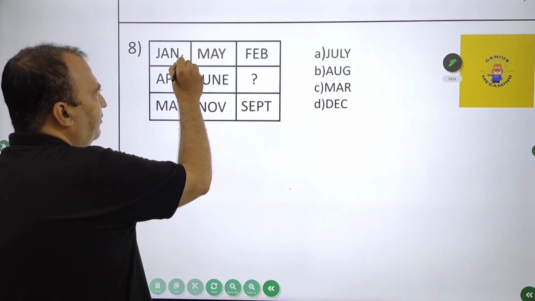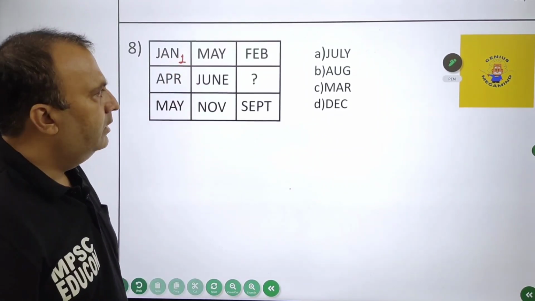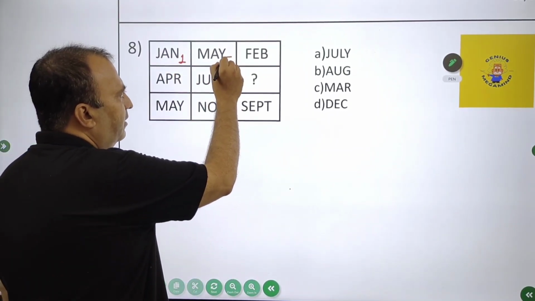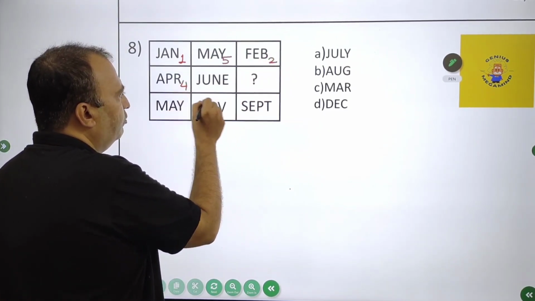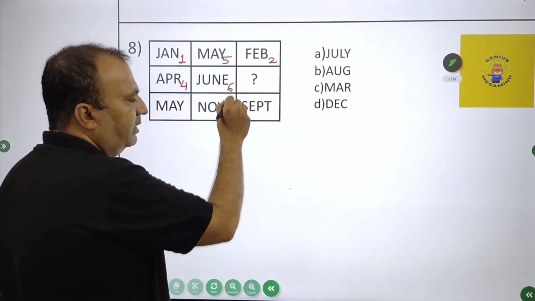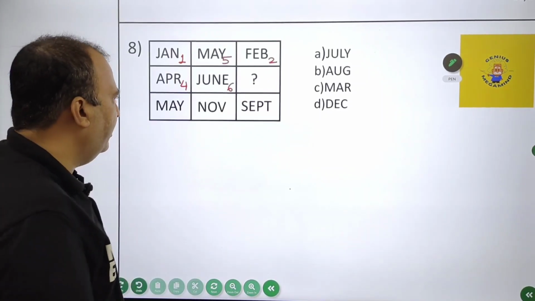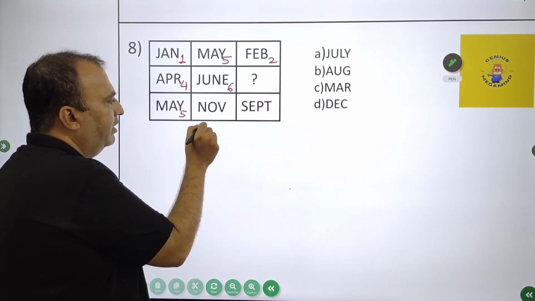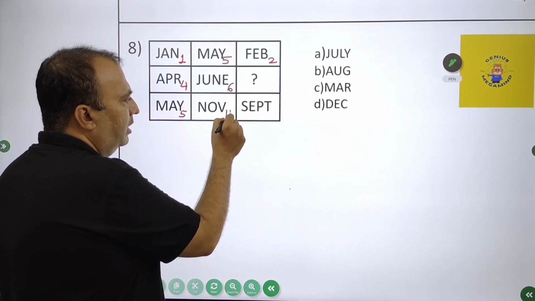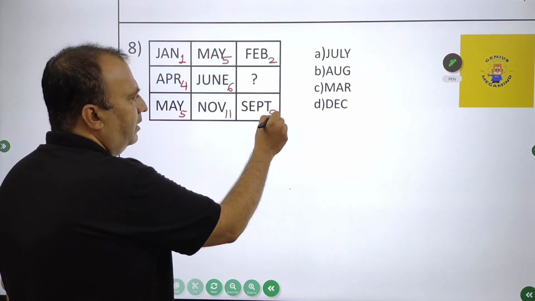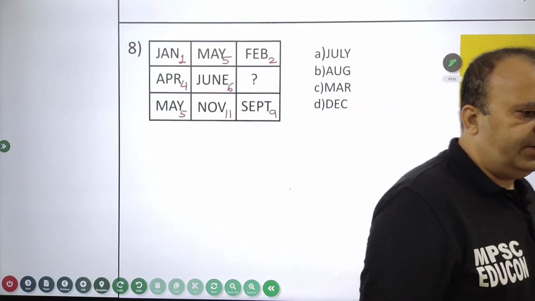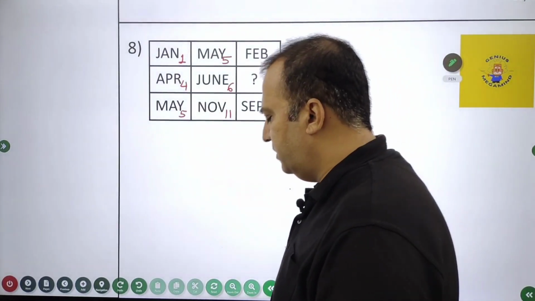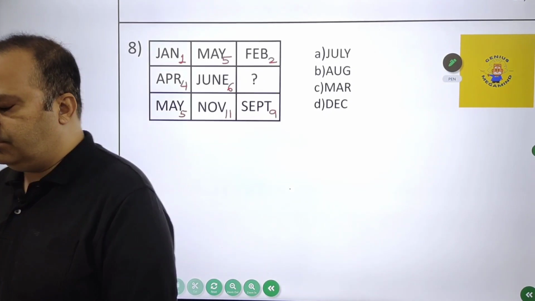So January, my friend, is the first month, right? May is the 5th month. Feb is the 2nd month. April is the 4th month. June is the 6th month. Question mark, obviously I have to find out. May is again the 5th month. November is what? The 11th month. And September is the 9th month. So how do I deal with this? Column wise or row wise? Now observation will give you the result.